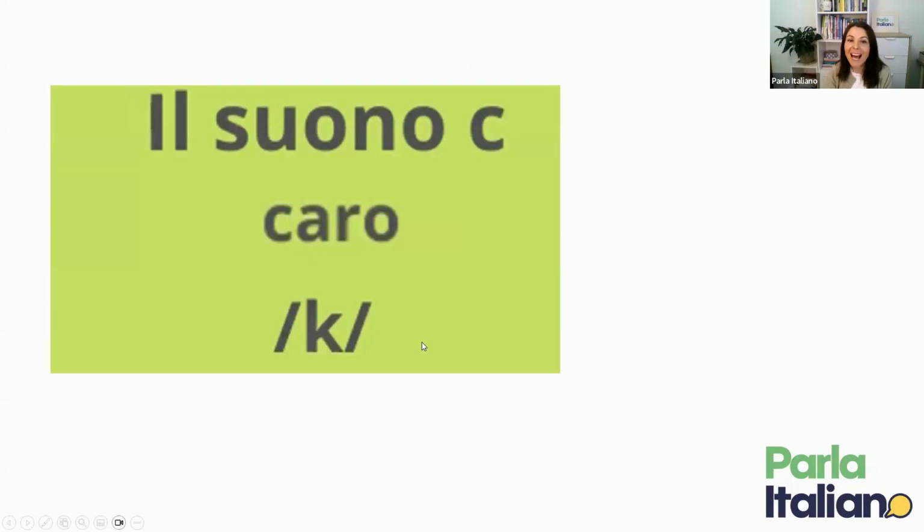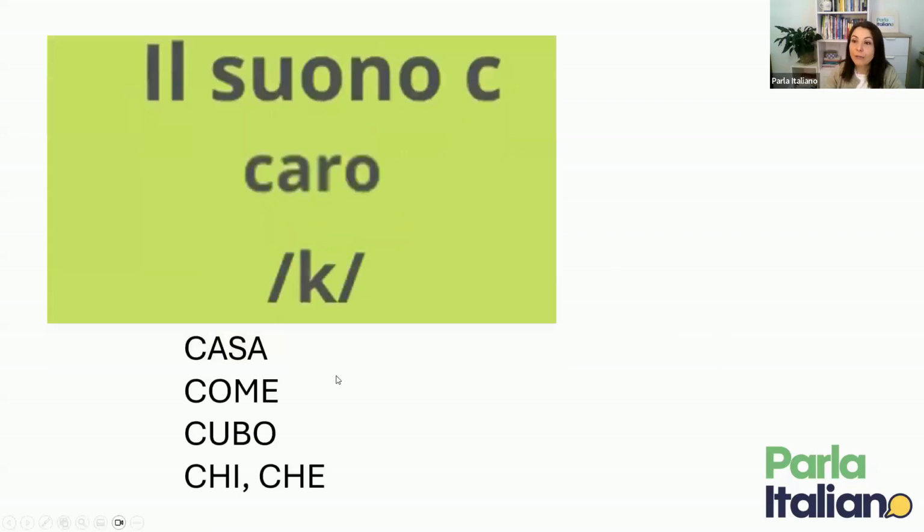Now, let's see the other sound, because the letter C can also make the sound k, as in caro. Let's have a look at a few words. Casa, you know this one, that is home. Come, come per esempio, come ti chiami, you consider that is k, come, cubo. But also the two words chi as in who and che as in what. In all these cases, C is pronounced k.